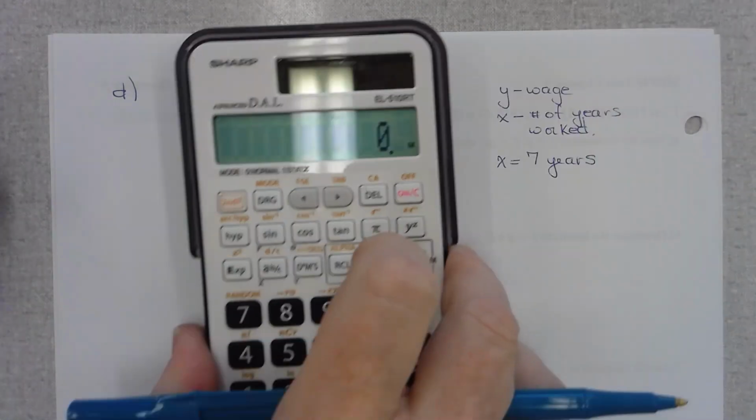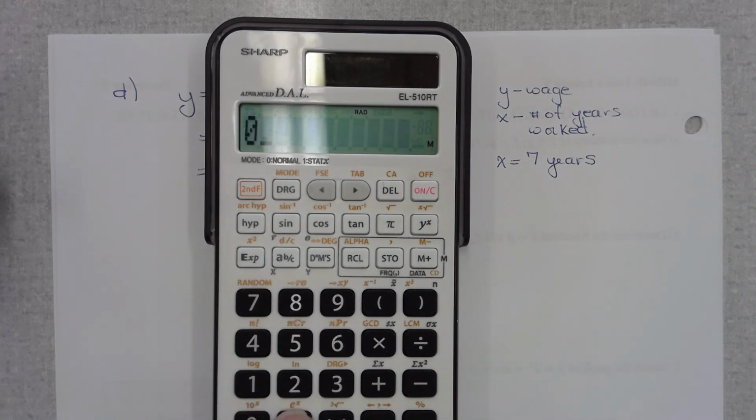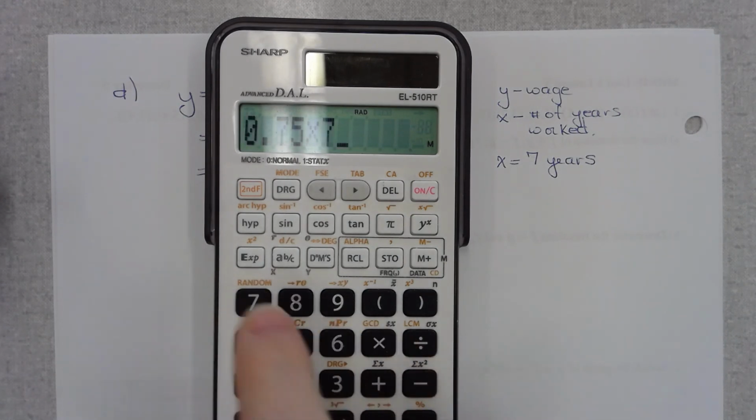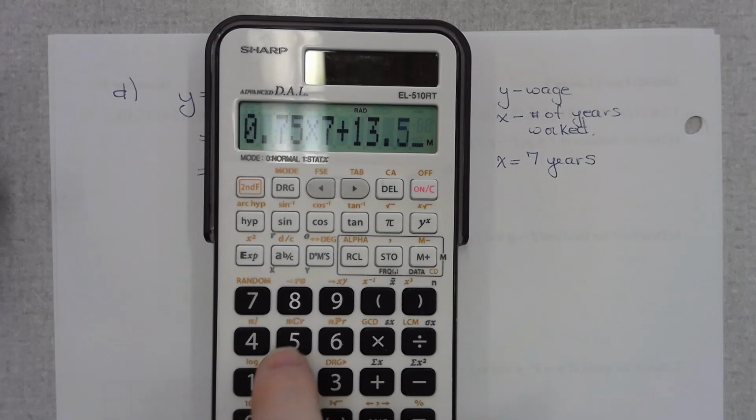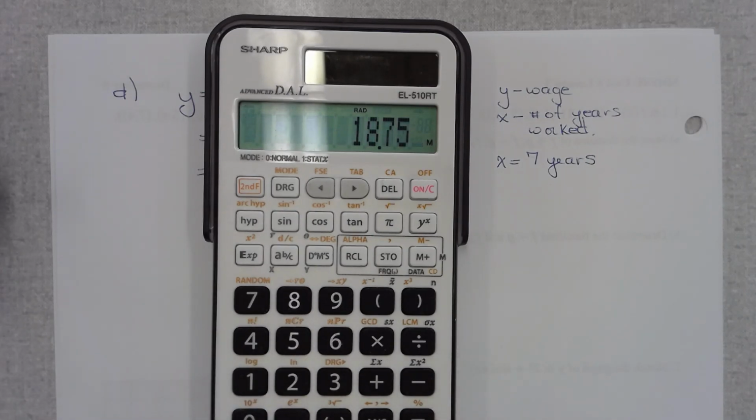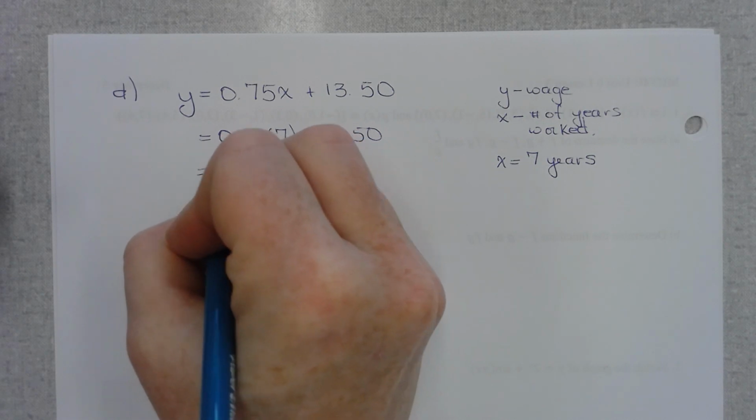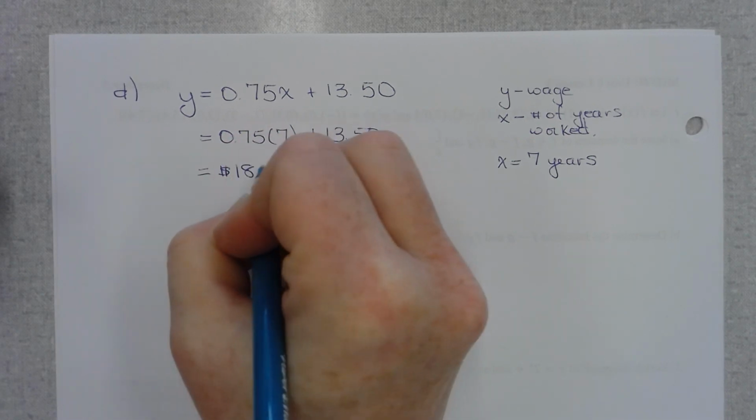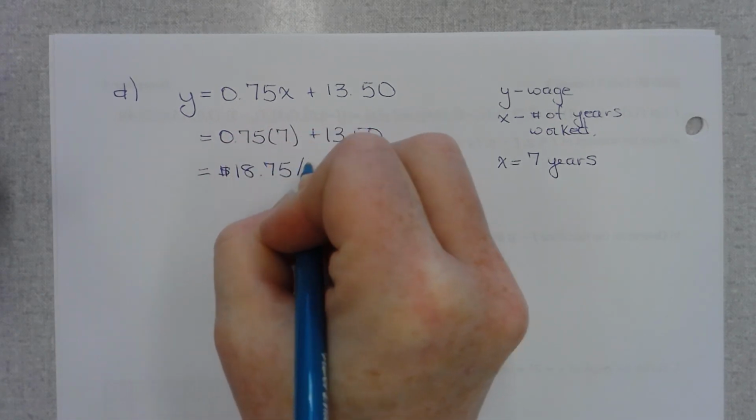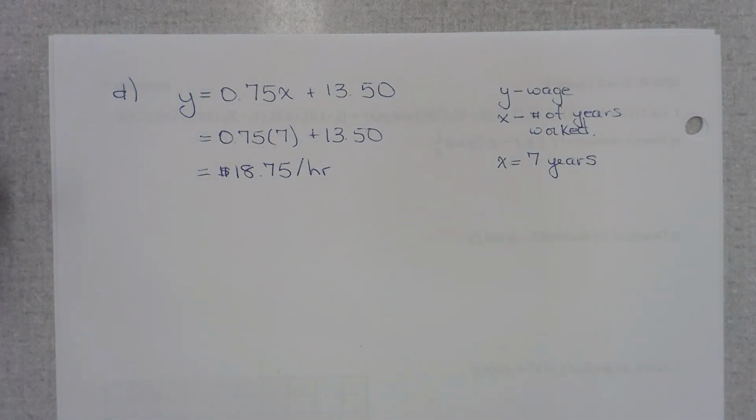Okay, so I've got 0.75 times 7 plus 13.50 equals $18.75 per hour. So after 7 years, she'll be making $18.75 per hour.